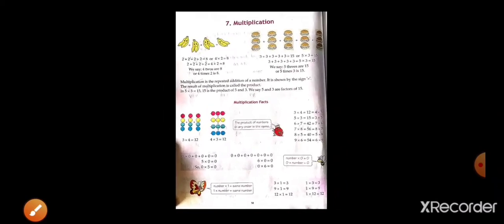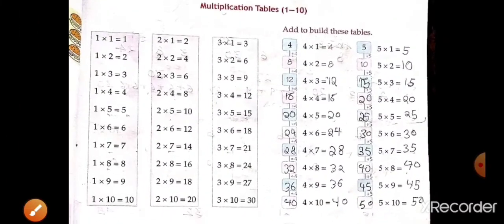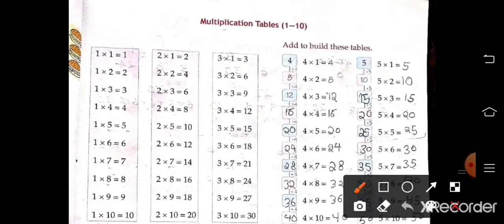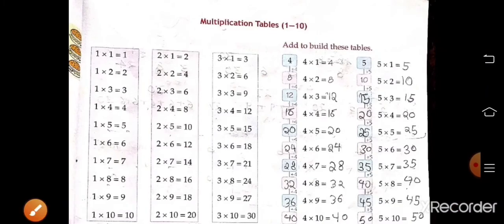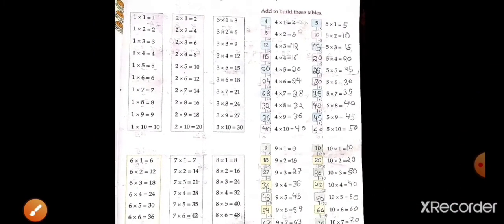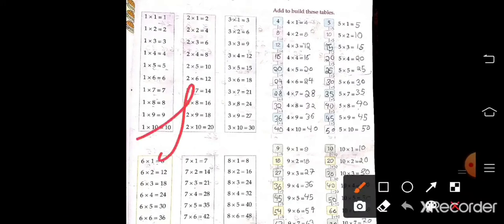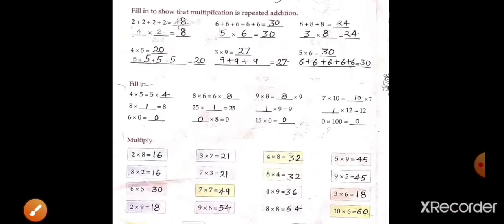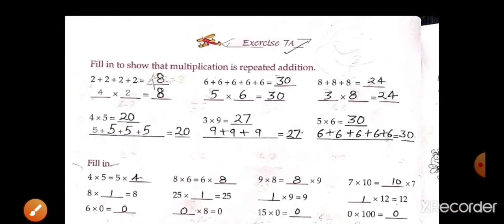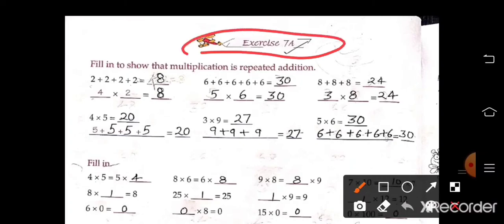Now next is multiplication tables. Okay, here are tables up to 10. Okay, so learn these tables properly. Okay, now the exercise work. Exercise 7a.